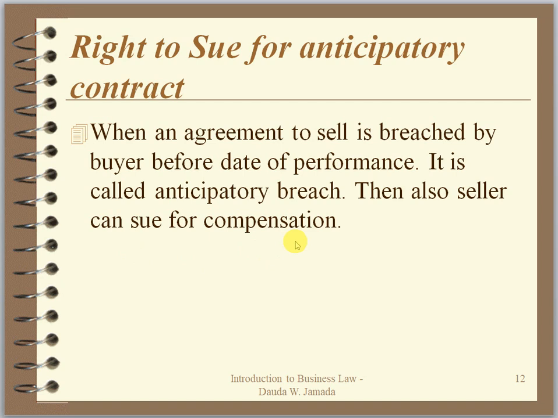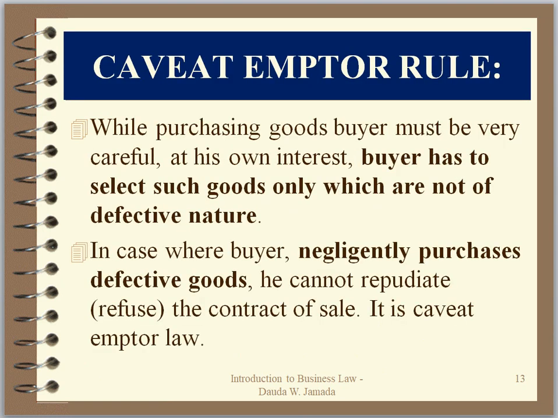So in case of such a breach, the unpaid seller has the right to sue for anticipatory breach of contract. So those are the major rights that the unpaid seller has against the buyer. That's the right to sue for price, right to sue for interest, right to sue for compensation, and right to sue for anticipatory breach of contract. In all these, we have the caveat emptor rule.